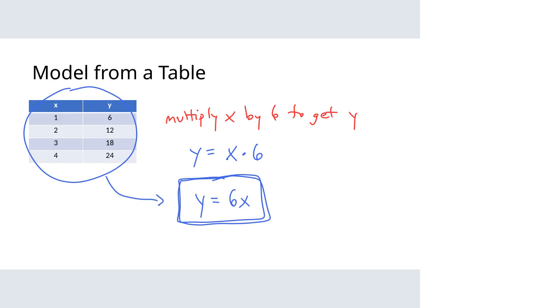Any questions about coming up with a model from a table? One thing I can say is if you're asked to come up with a model from a table, it will be something relatively straightforward, simple, and obvious. It's not going to be extremely challenging as far as how do I get from this one to that one.